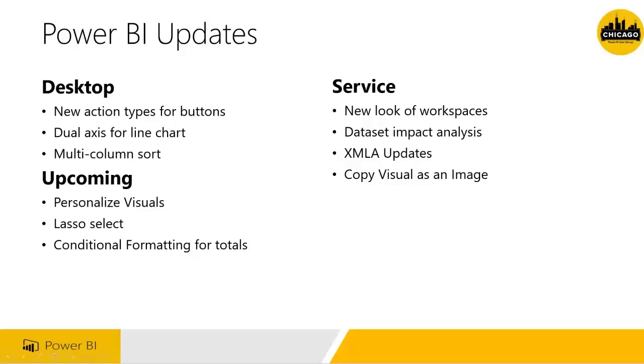The first thing that we really want to focus on is the new action types for buttons. A lot of times we get users who have difficulty knowing that a drill through is available. So what we're going to see is you can select something and use the buttons as a drill through rather than having a user right click. Let's show what that looks like, and I'm going to share my screen.